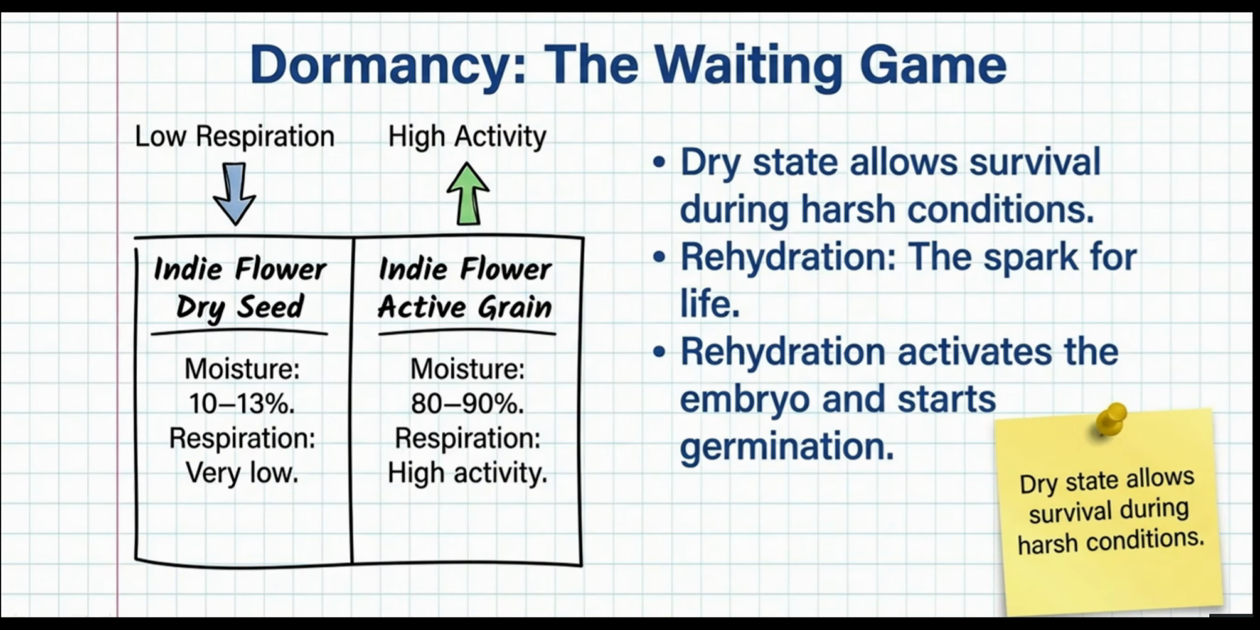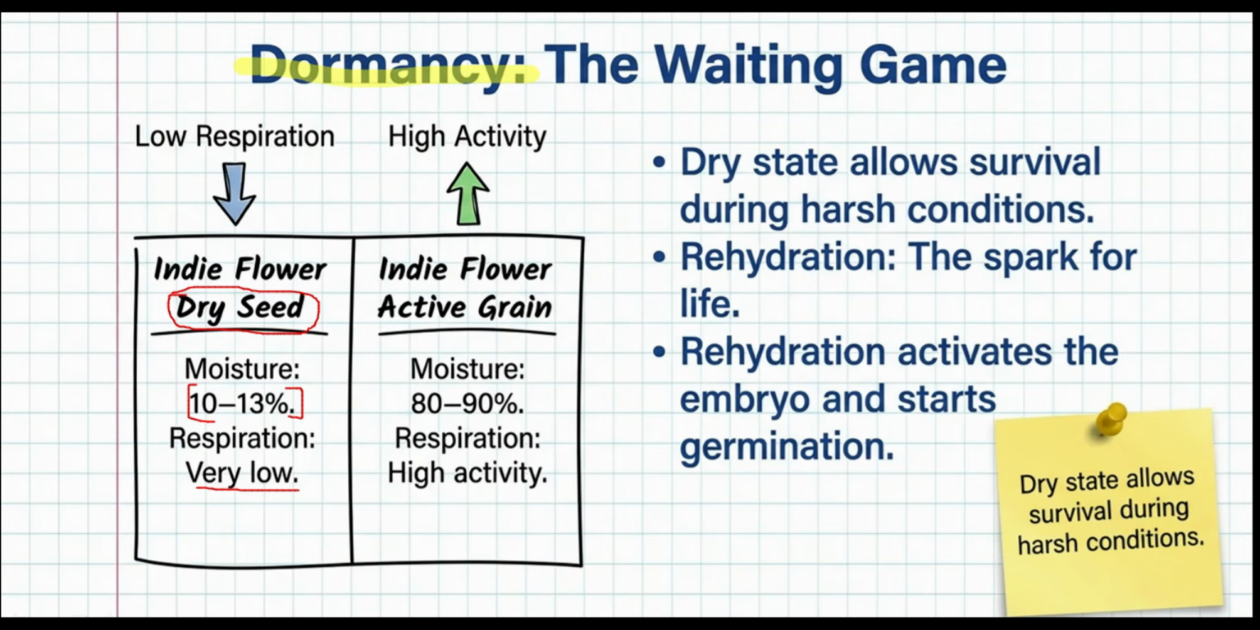Now let us understand the concept of dormancy. Dormancy is a resting stage during which the seed remains alive, but metabolically inactive. In a dry seed, the moisture content is typically around 10 to 13%. Due to this low water content, metabolic activities, such as respiration and enzyme action, remain minimal. This reduced metabolic state allows the seed to survive unfavorable environmental conditions, such as extreme temperatures or drought.